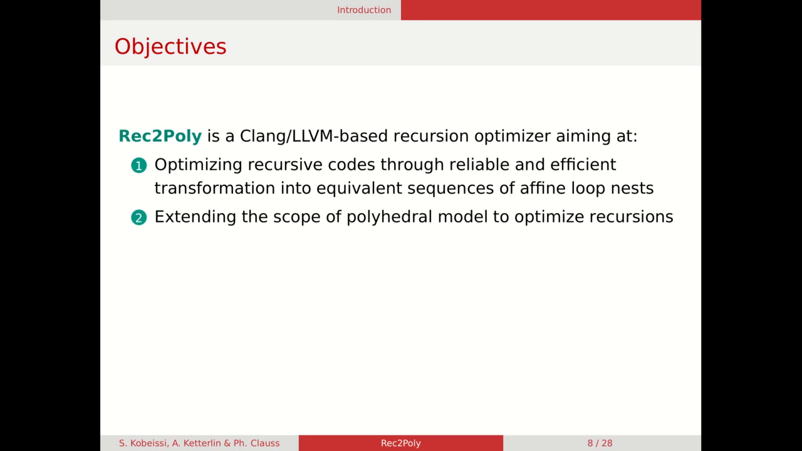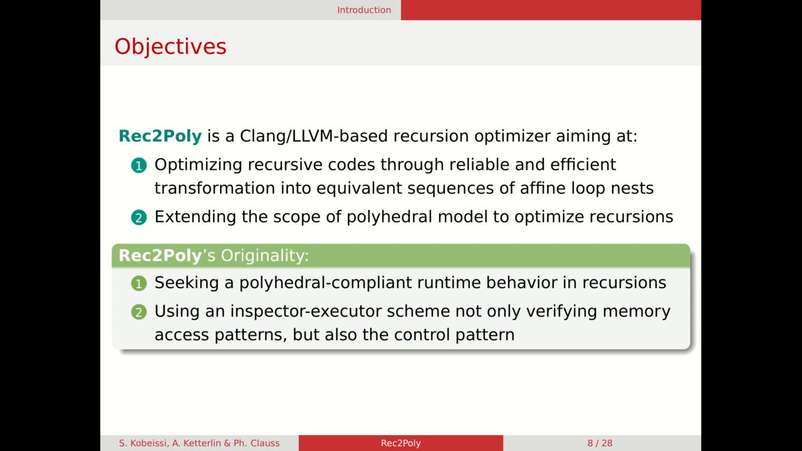Our objective in this article has been to implement Rec2Poly, which is a Clang LLVM-based recursion optimizer aiming at, first, optimizing recursive codes through reliable and efficient transformation into equivalent sequences of affine loop nests. Second, optimizing the latter using the polyhedral model, that is, extending the scope of the polyhedral model to optimize recursions.